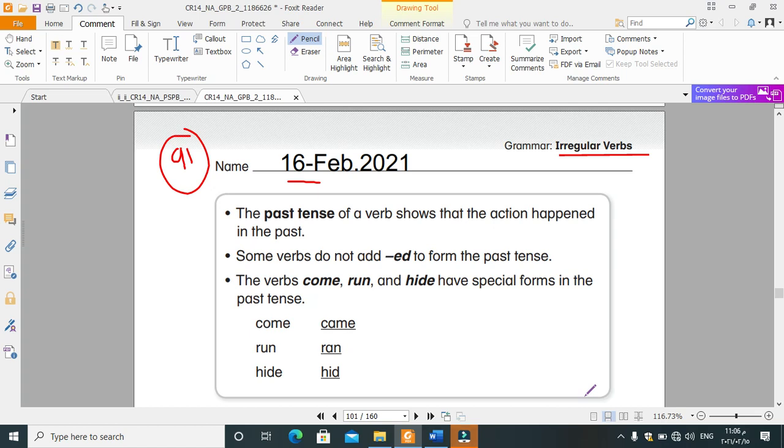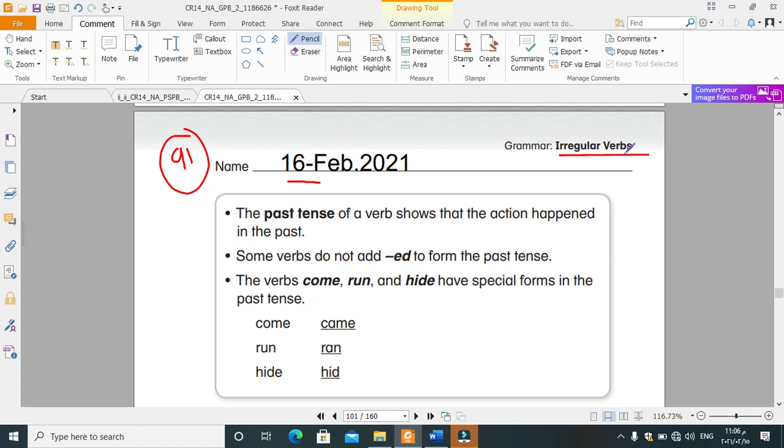Kindly take out your grammar books, open page 91, write down today's date, and underline the lesson's title, Irregular Verbs. Yesterday you got to know what the irregular verbs are.